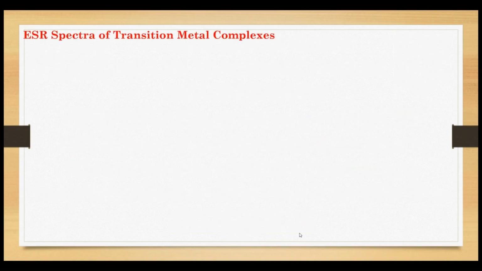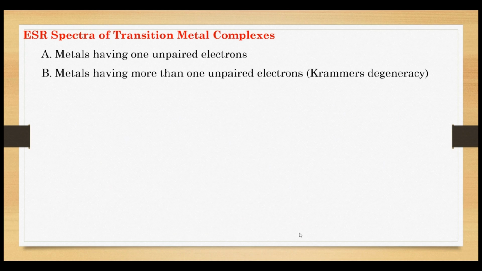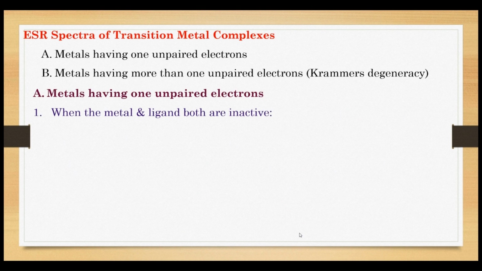Okay, the ESR spectra of transition metal complexes we can discuss under two headings. The first heading is metal having one unpaired electron, and the second is metal having more than one unpaired electron. In that part we are discussing Kramer's degeneracy. Now we can discuss in detail the metal having one unpaired electron. Here we can discuss three cases. In the first case, the metal and ligand both are inactive.